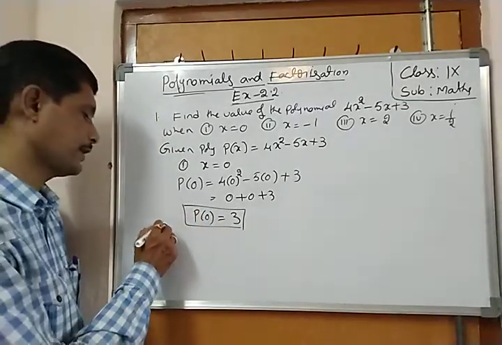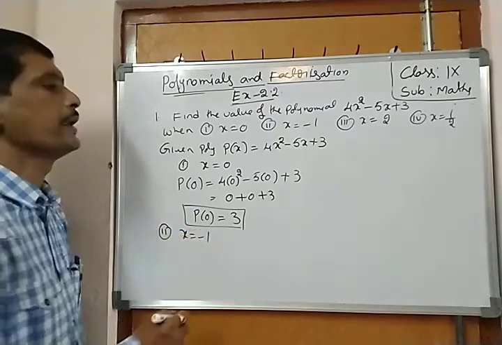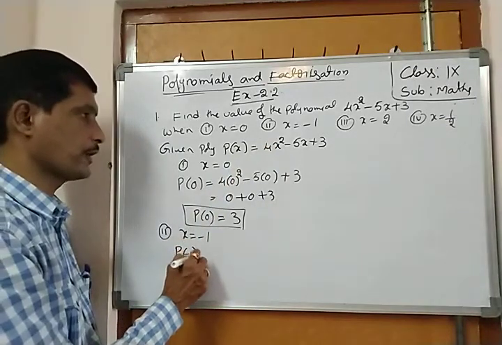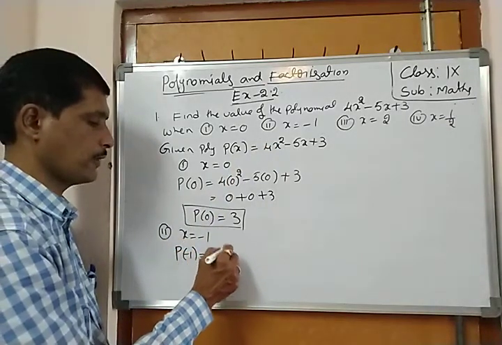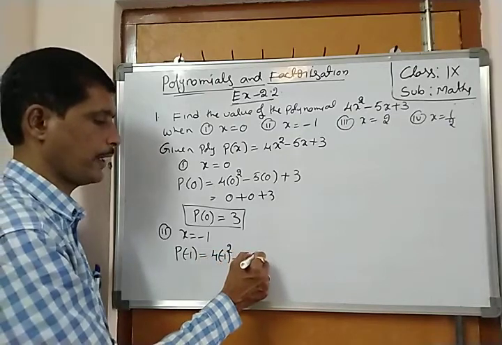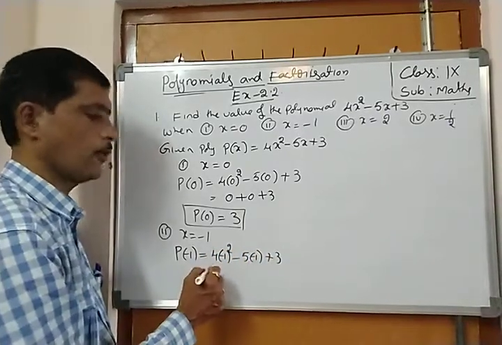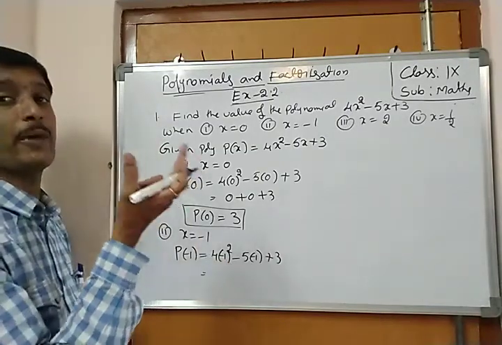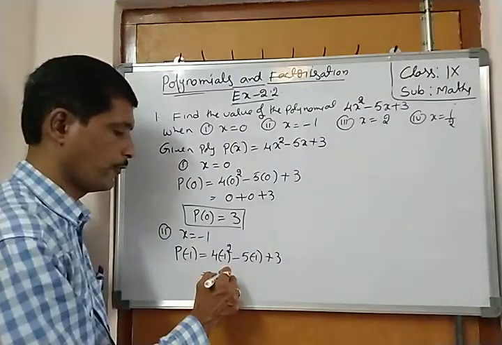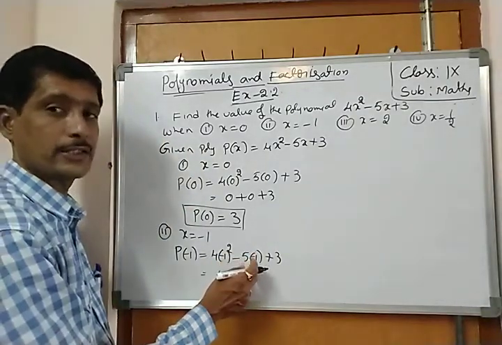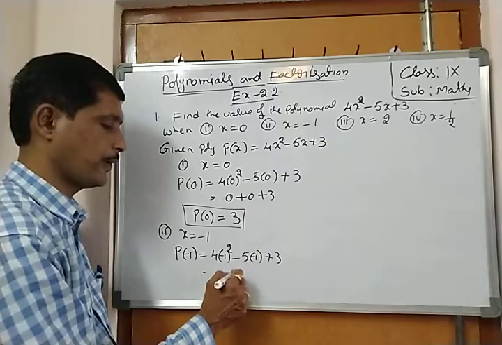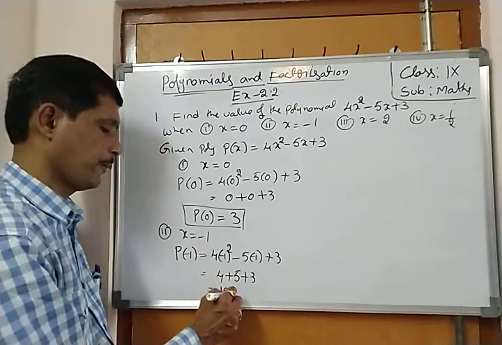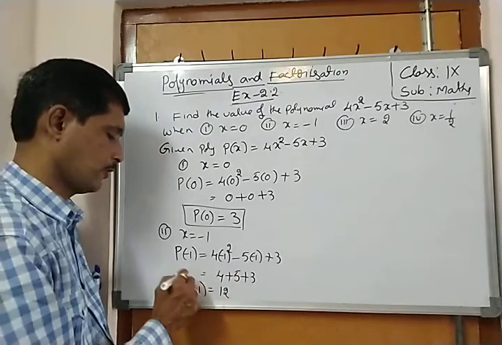Next, the second one is x equals minus 1. Here also x is replaced by minus 1. P of minus 1 equals 4 into minus 1 whole square minus 5 into minus 1 plus 3. Minus 1 whole square, with an even power, is positive only, so that is 4. Minus into minus, plus 5 into 1, that is 5 only, plus 3. 4 plus 5 is 9, 9 plus 3 is 12. P of minus 1 equals 12.